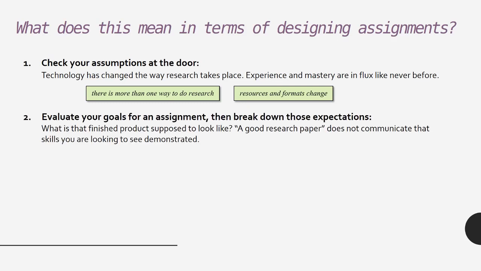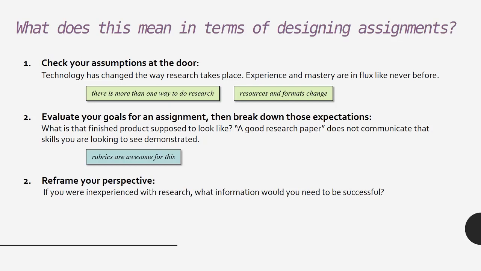Tip 2, evaluate your goals for an assignment, then break down those expectations. So simply stating that you expect your students to produce a good paper is not really a great way to communicate the skills you want to see them develop. Instead, talk about what you want in very specific terms. Do you want them to use a specific database? Then say you want them to use that database. If you want them to use a specific journal, reference that journal.